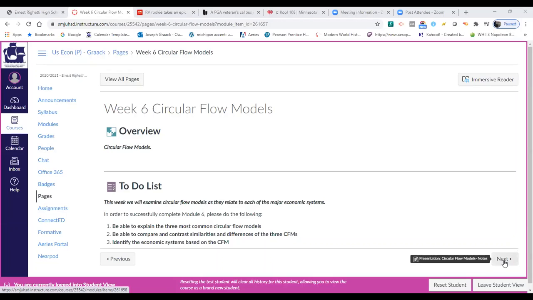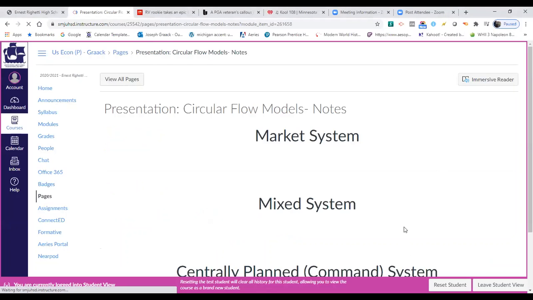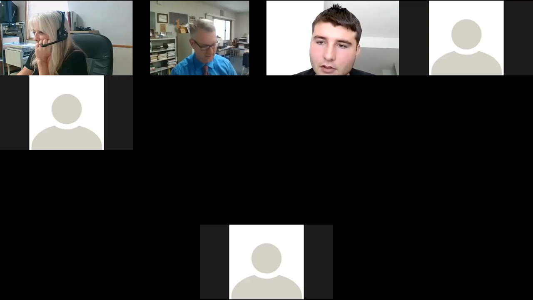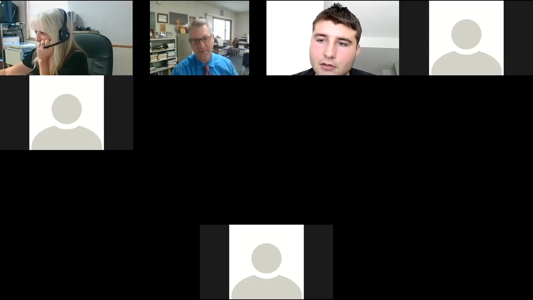All right, go ahead and click next, and you should get to a screen that looks like this. And so you can go ahead and select next on that. What does CMF mean? Circular flow model. Okay, thanks. No problem.